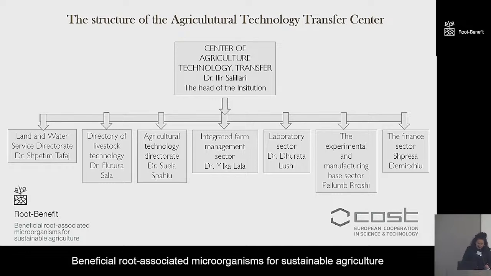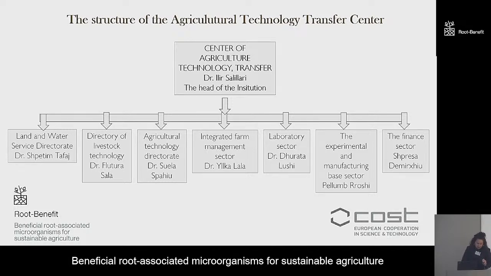The mission of the Agriculture Technology Transfer Center is a state institution for research and transfer of technology in the field of agriculture and rural development. It serves the current and prospective development of the country's agriculture, in accordance with and in implementation of the strategy and policies of this sector, which are the main objective of this transfer center.